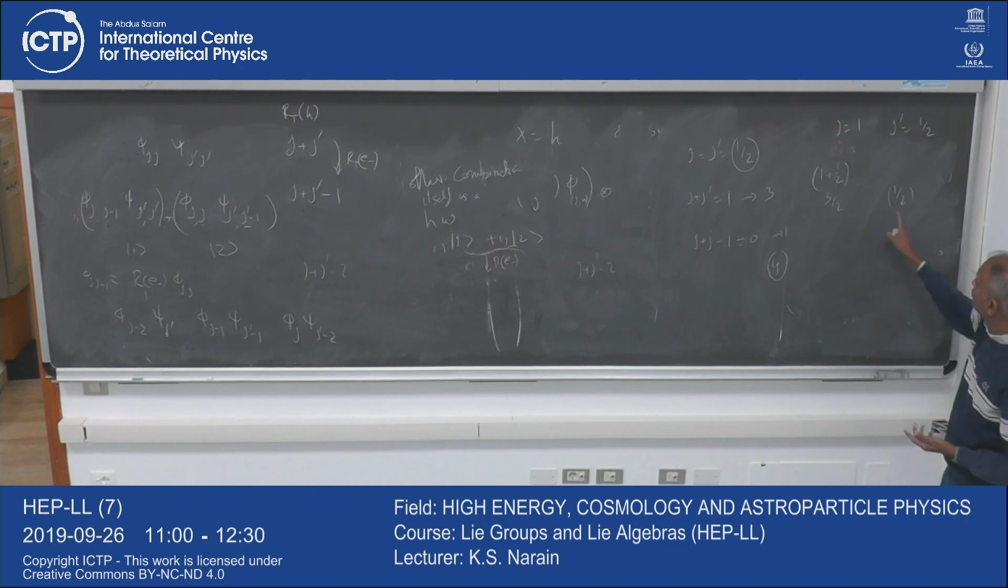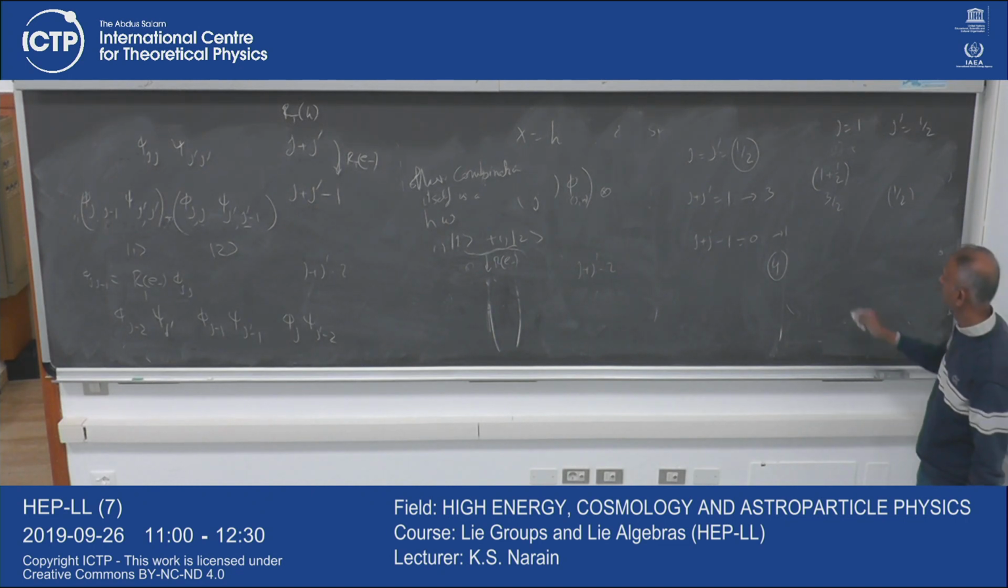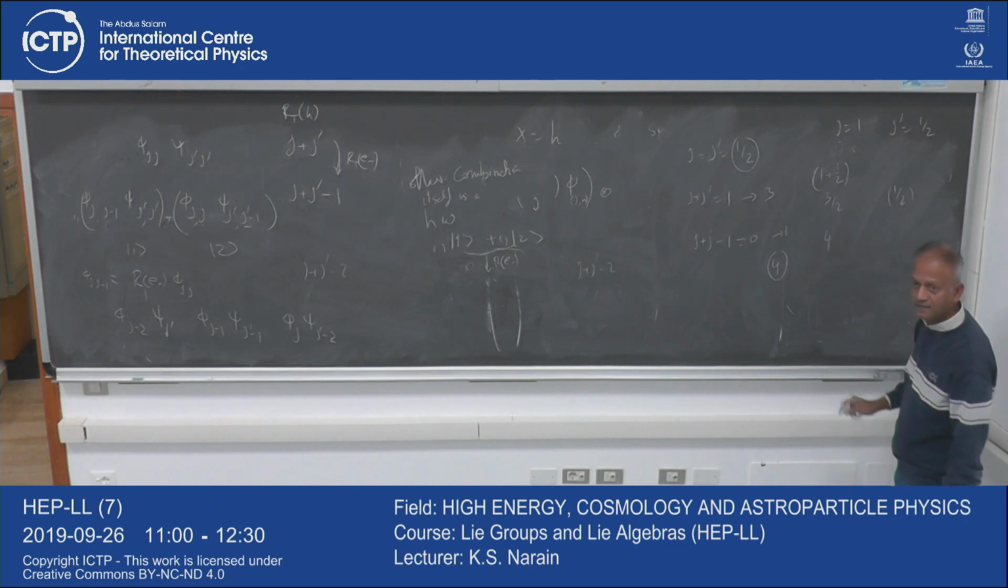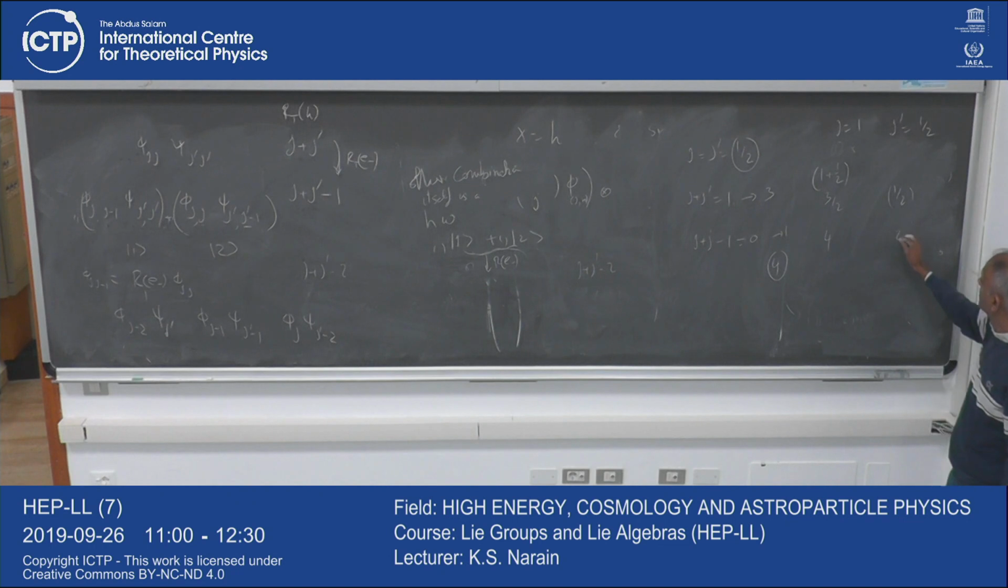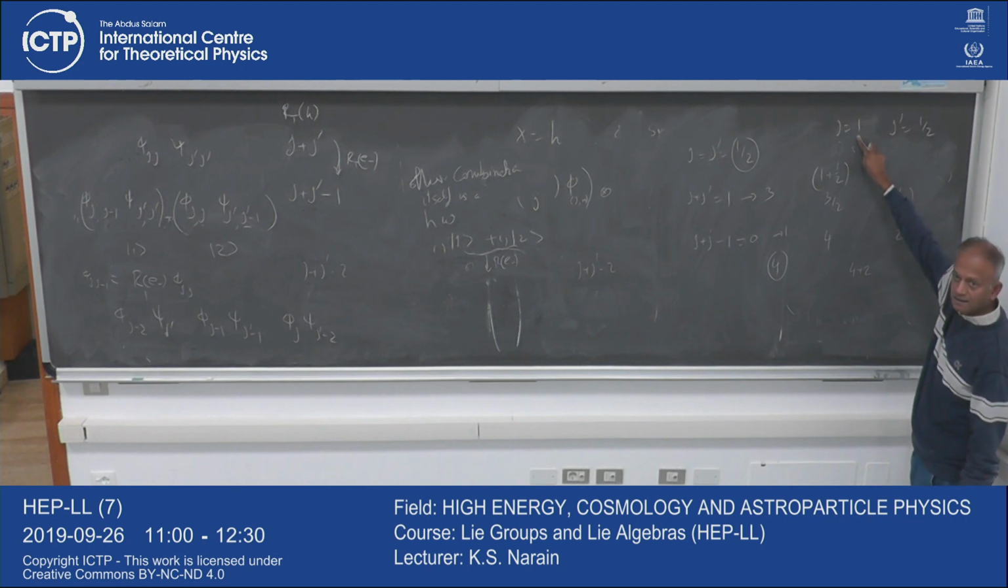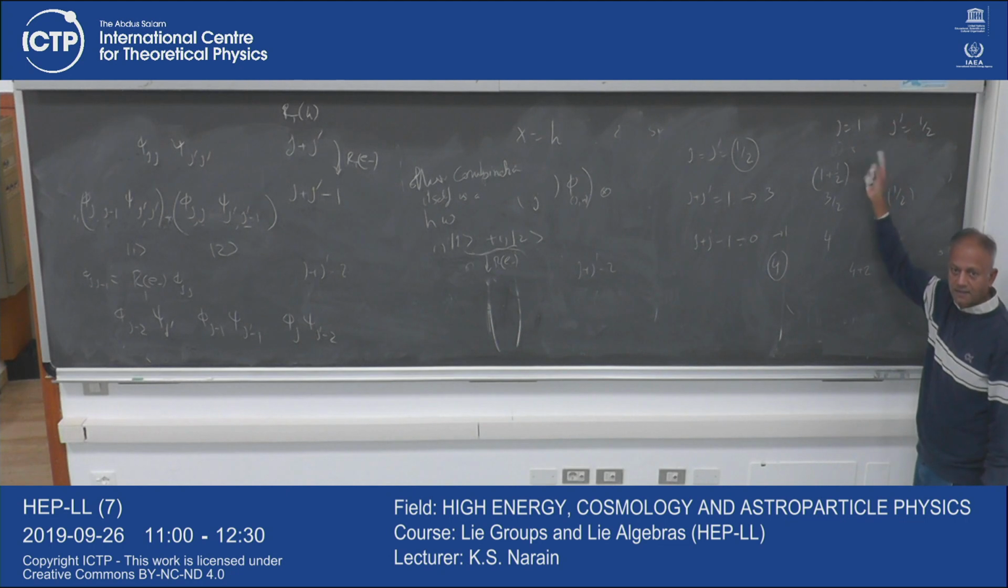So again, there are only 2 representations. Let's count again. This is a 4-dimensional representation, 2j plus 1, which is 4, and this is a 2-dimensional representation. So it should be 4 plus 2. And if you count, this is 3-dimensional and that is 2-dimensional, so the product is 3 times 2, which is 6.